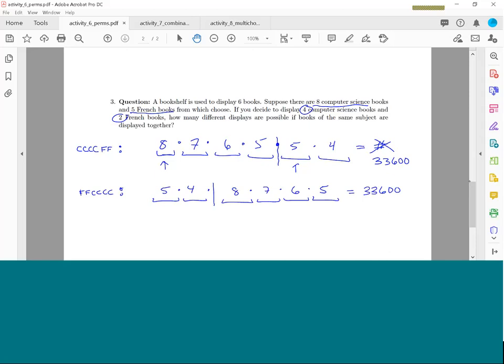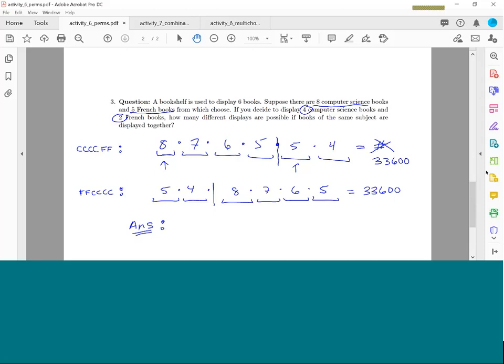Now, here's the big question of the day. What's the actual answer? Those being the only 2 cases we do actually have here. So what would we do with those 2 pieces of information, those 2 different cases? In other words, those 2 answers previously of 33,600. You got it. You would simply add the 2 numbers together.